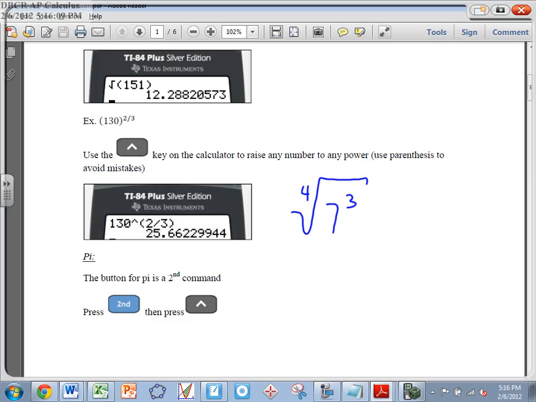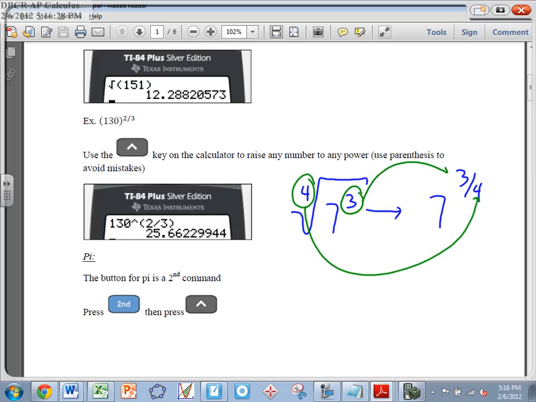Now, a lot of people might say, okay, I got to do 7 to the 3rd, and then I got to figure out how to do this 4th root thing. Well, what this really means is 7 to the 3/4. And we're going to go over this later in the year, but you should have seen this in Algebra 1. The index is really the denominator in the exponent, and the power is really the numerator in the exponent. Now, this can also be written as the 4th root of 7 to the 3rd.